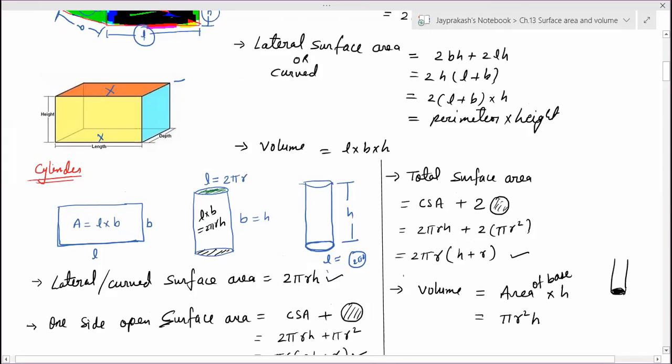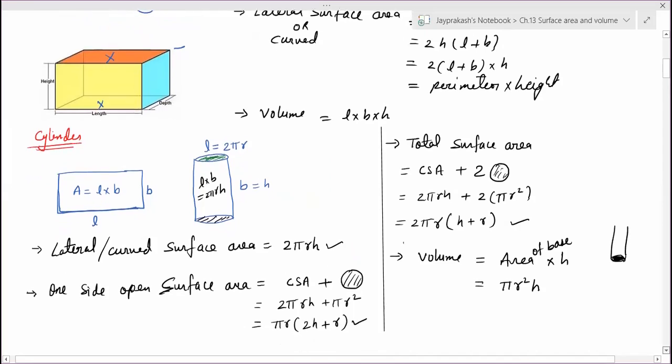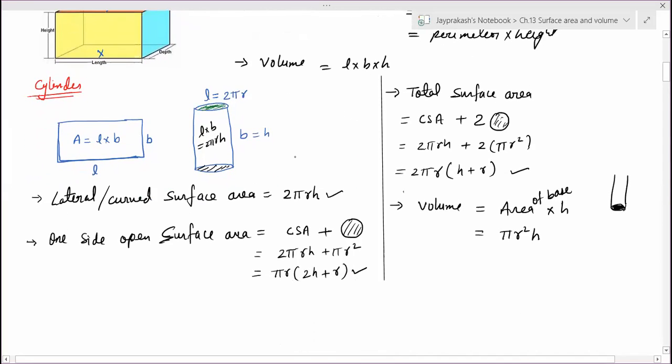Now, if we talk about the one side open surface area, that means at least one circle should be involved. So we are involving here the bottom surface as a circle. When we involve the circle, we have to add here in CSA plus the area of circle. So we are using 2 pi r h plus pi r square. So pi r common, 2h plus r.